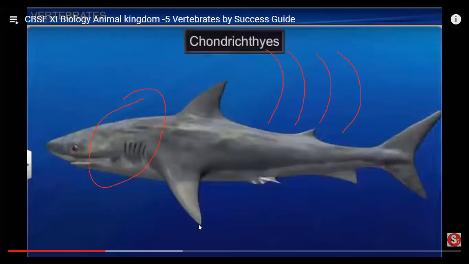While if you see rohu or katla, very clearly you can find, like if I make the diagram of a simple fish to make you understand, if you see a bony fish, you will find only one. I'm trying to make one. I don't know, I'm getting three or four. One minute.